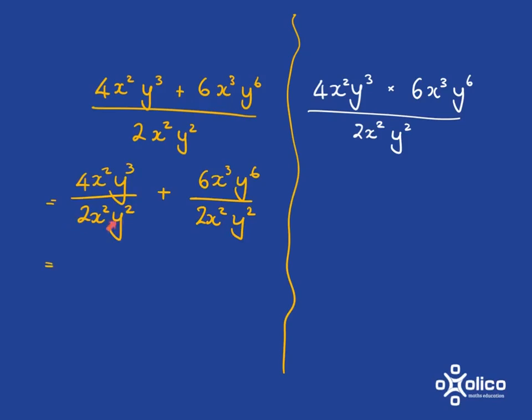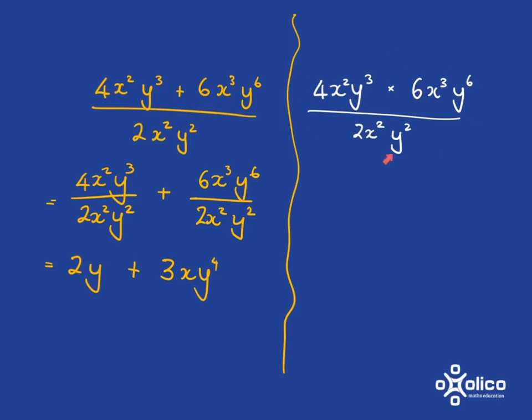So we distribute this to each of the terms from the top, and then we do our division. 4 over 2 is 2, x squared over x squared is 1, y cubed over y squared is y, 6 over 2 is 3, x cubed over x squared is x, and y to the 6 over y squared is y to the 4.